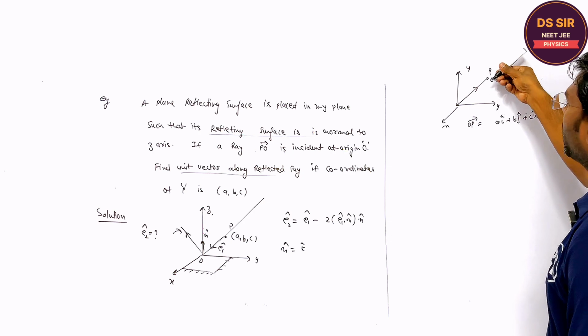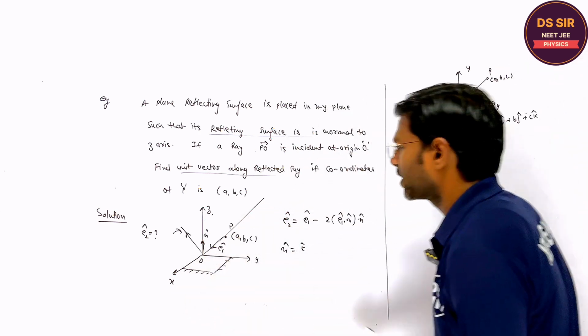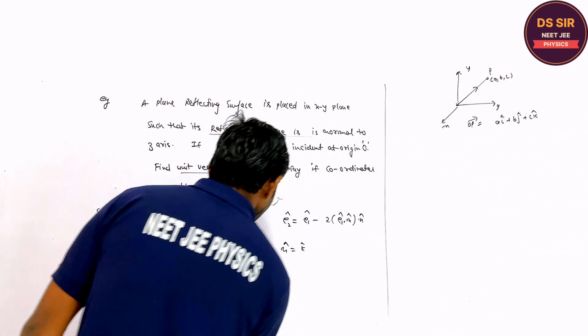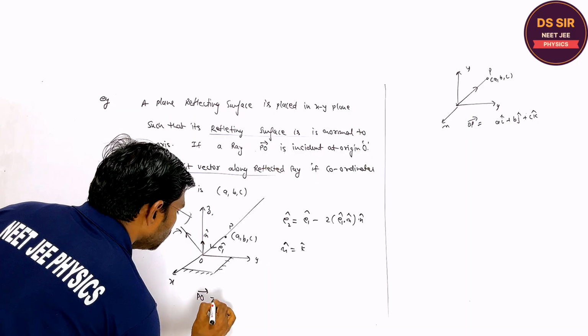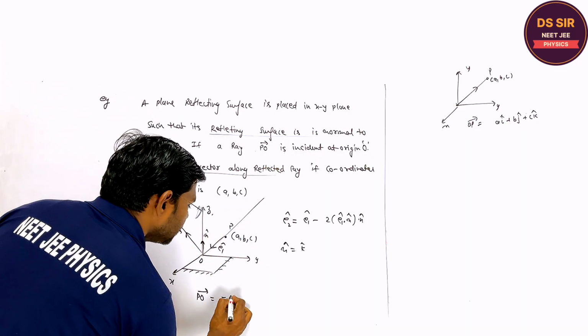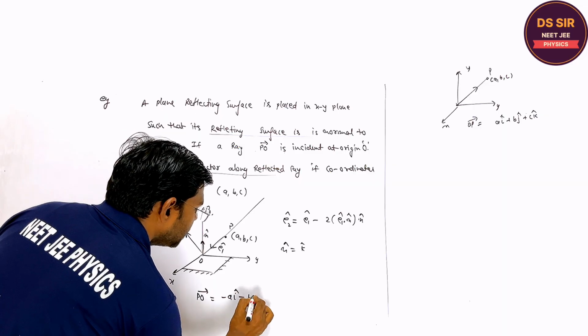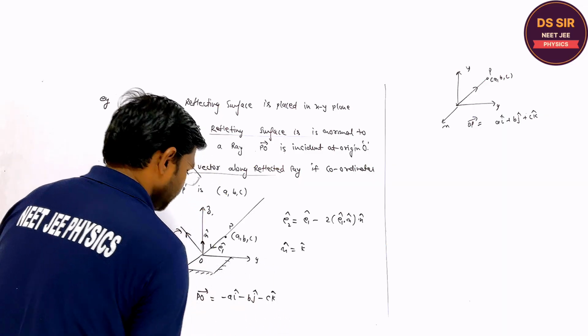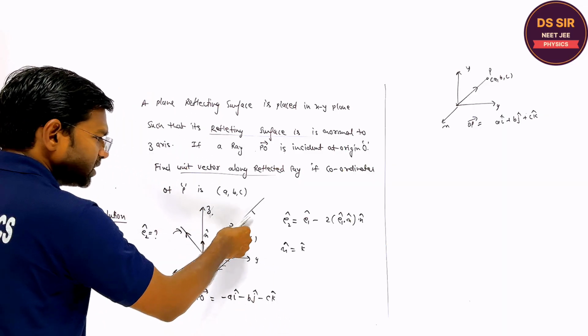But if you want to write the PO vector, the PO vector you are going to write opposite to the OP vector. In this direction, it is minus a i cap, minus b j cap, minus c k cap. This is the PO vector. So this is the incident ray.